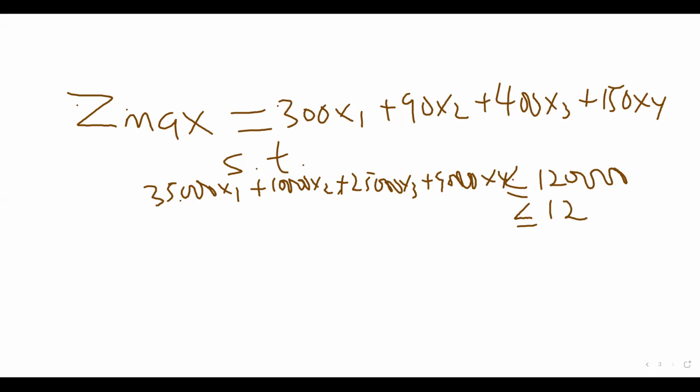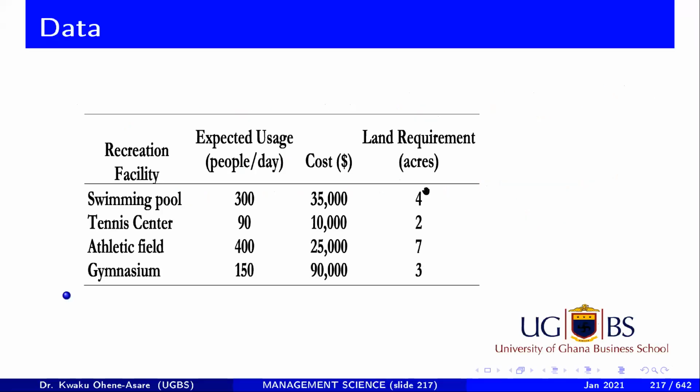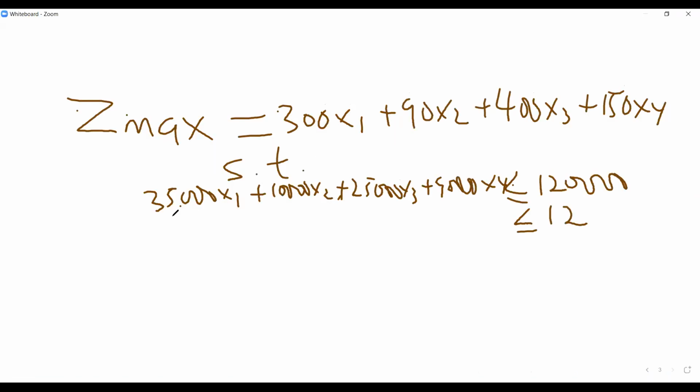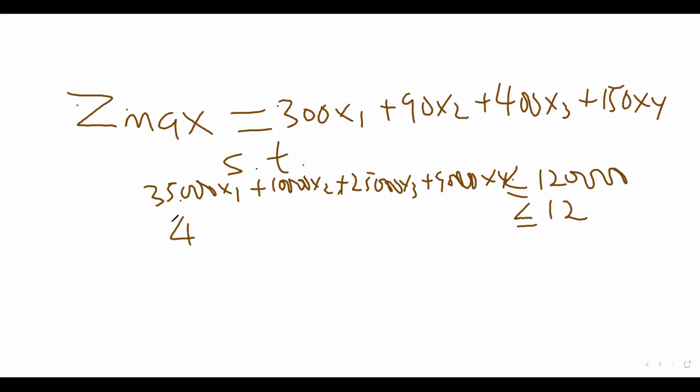Then for the acres of land, we have 4, 2, 7, 3. So just write that for the acres of land. Then you bring the plus. That's for x1, x2, x3, x4. So now you've been able to execute the two main constraints that were given there.